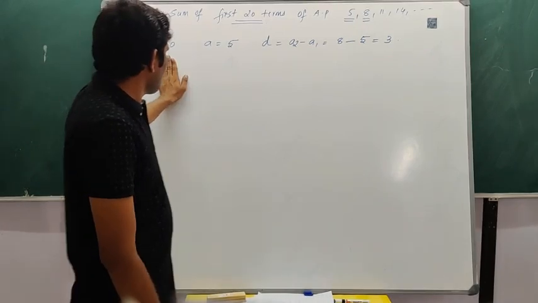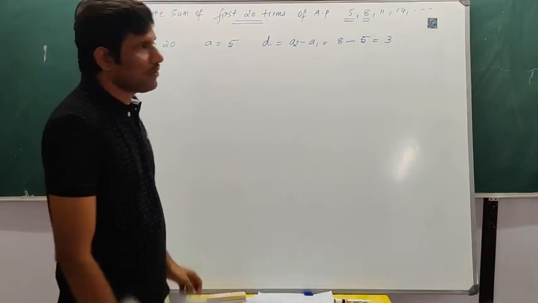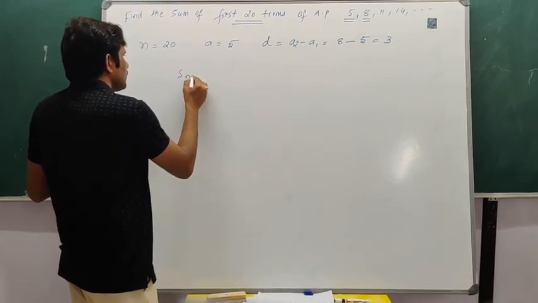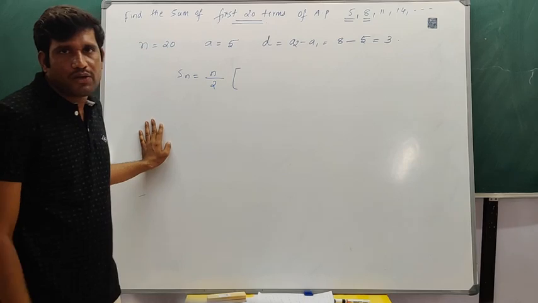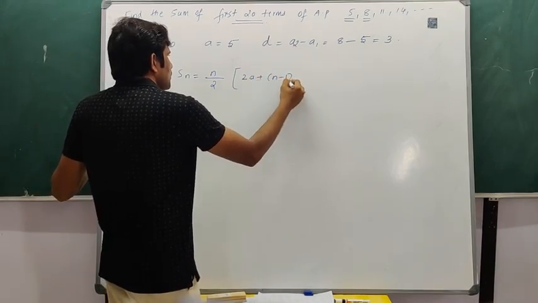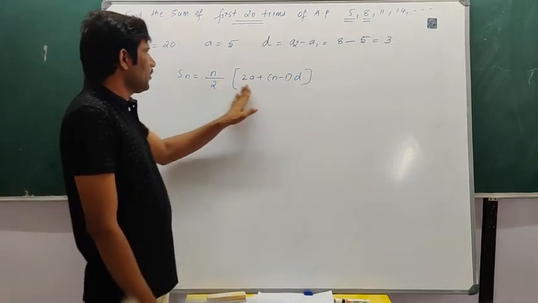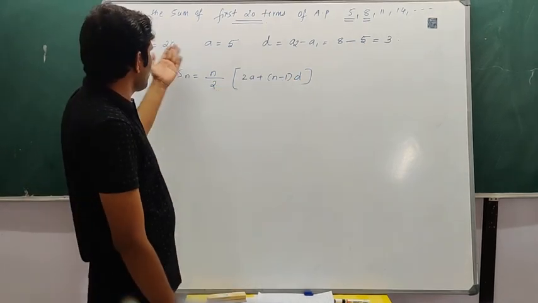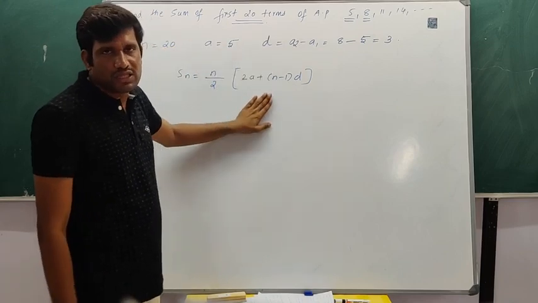So we know the value of n, a, and d. So we can use the first formula. What is the sum of n terms? Sn is equal to n by 2 into bracket 2a plus n minus 1 into d. We know the value of n, a, d. Substitute these values in this formula.